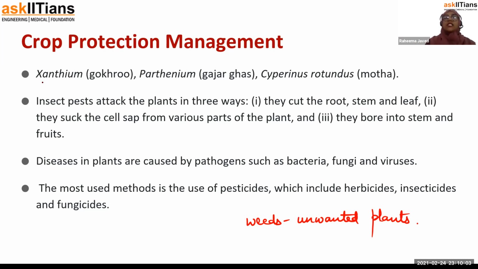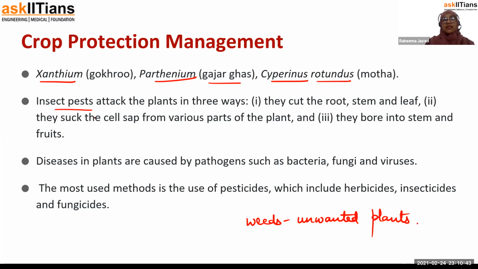Some examples of weeds are xanthium, which is also known as gokru in the local language, and parthenium, which is gajar ghas. Parthenium is also known as Congress grass, you must have heard. Many cows and buffaloes, because they do not think before eating, suffer from indigestion and other problems by eating this grass, parthenium, Congress grass. Next is Cyperus rotundus, which is motha.